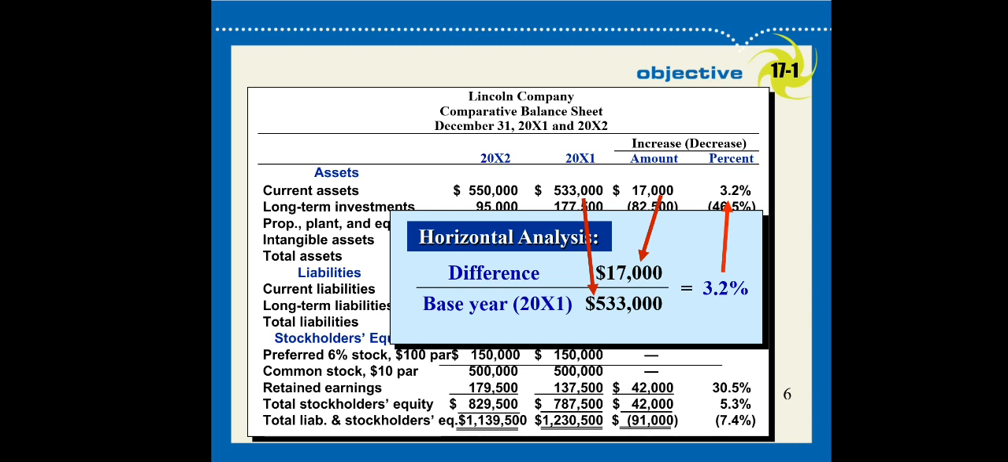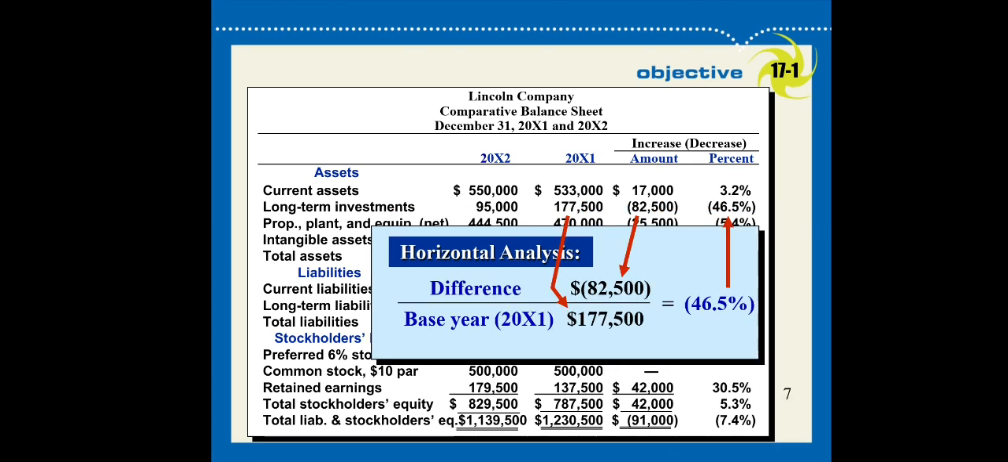Okay, see here. So the difference is 17,000, and then divided. How to calculate the percentage? You have to divide the amount of difference with the previous year data. So in this example, the previous year data is 533,000. So the difference is 3.2% increment. So let's see the second item. The difference is 82,000 negative. Divided the previous year data 177,500. So the decrement in terms of percentage is 46.5% decrement. Okay.